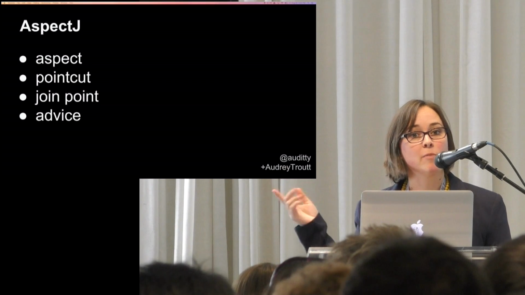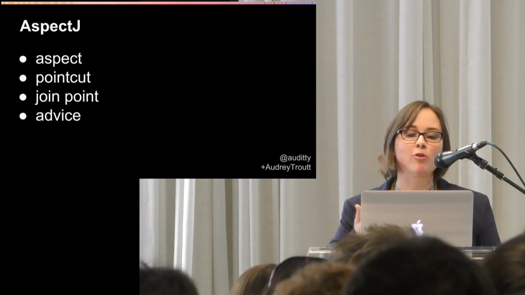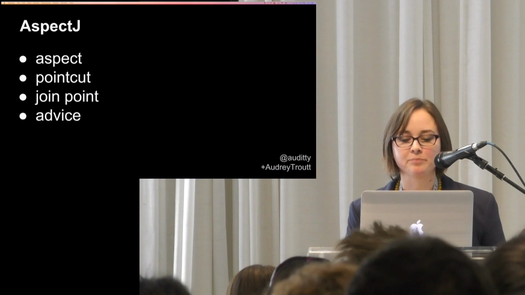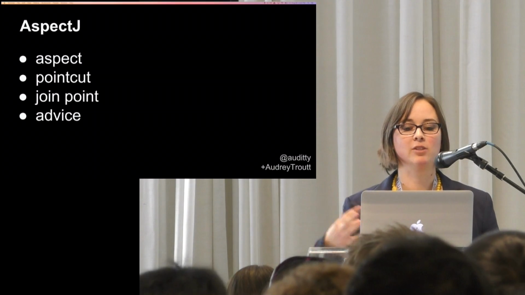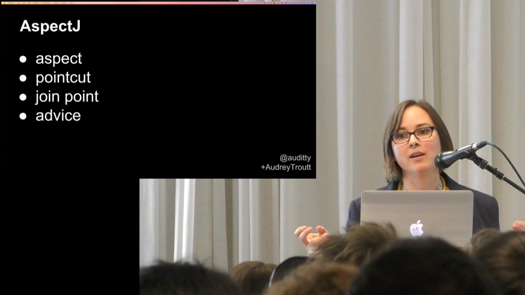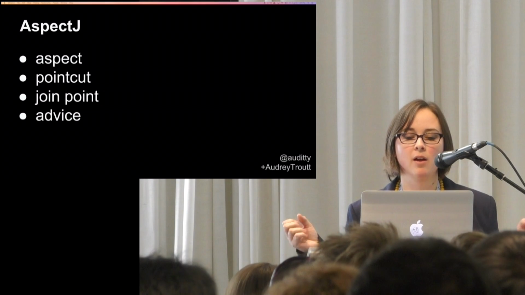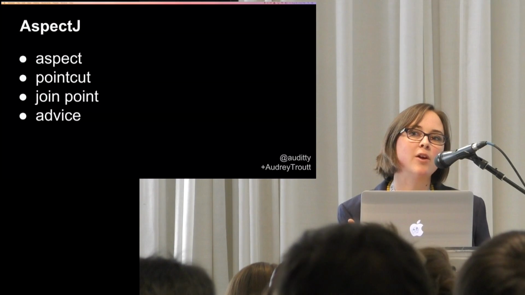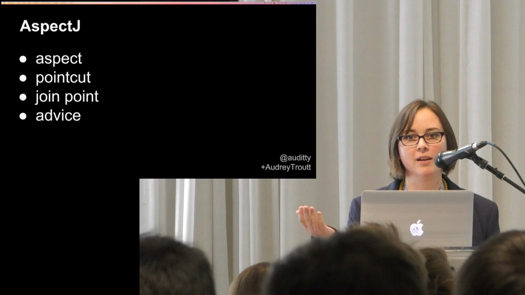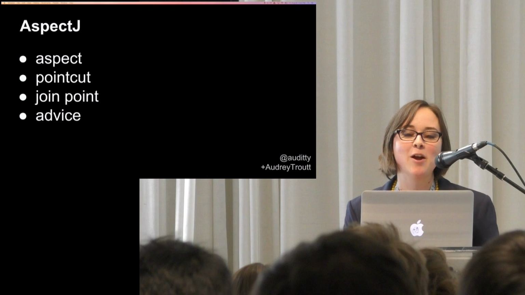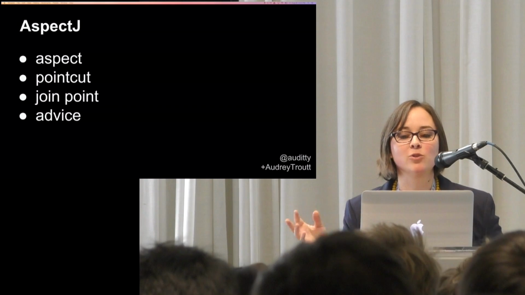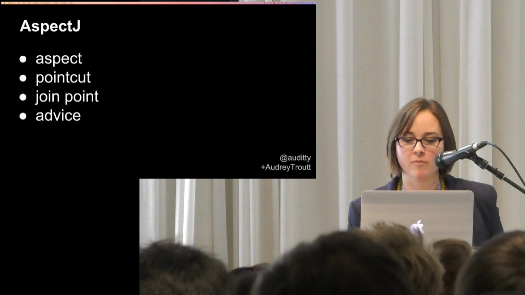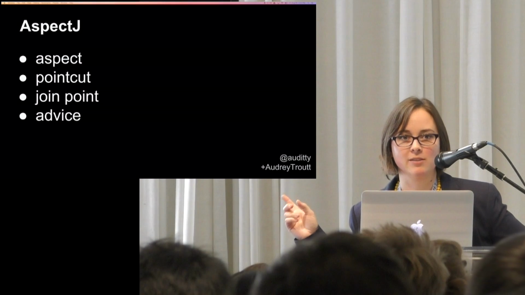I already mentioned the word aspect. Those are those cross-cutting concerns like logging. And when you're working with AspectJ, you define pointcuts. This is a word you'll see with other bytecode manipulation libraries. But pointcuts cut your application's execution flow at particular join points. Pointcut, join point. A join point is like a method call, right? So I'll show you an example of what these look like in just a minute.